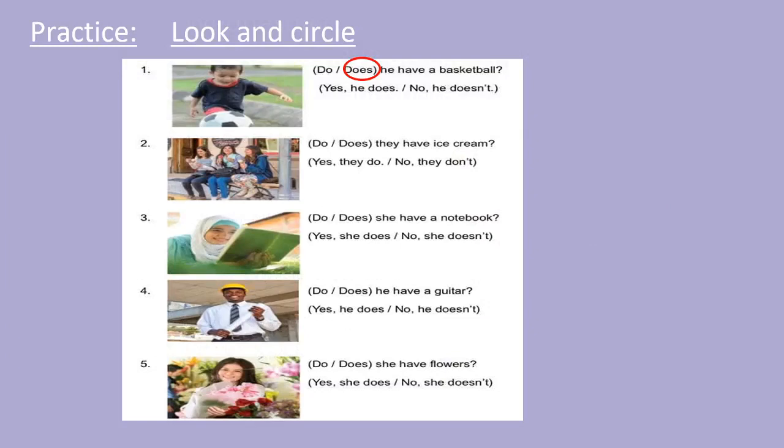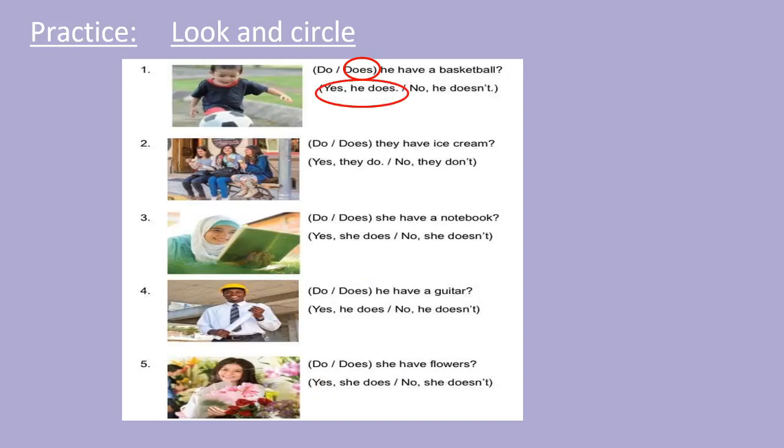So teacher has five pictures in here that are related to our lesson for today, and for these five pictures we have a question sentence and also a short answer. The first one is about a boy, like a kid, right? That kid has a ball. So for the question we have do and does. He has a basketball, so we need to use does. Does he have a basketball? So the answer is yes, he does, right?